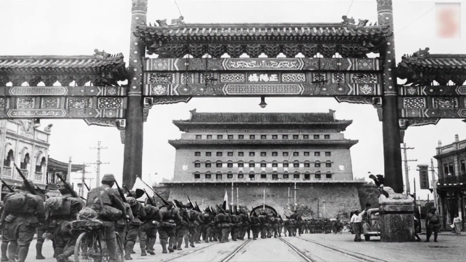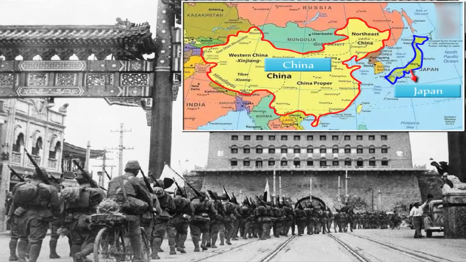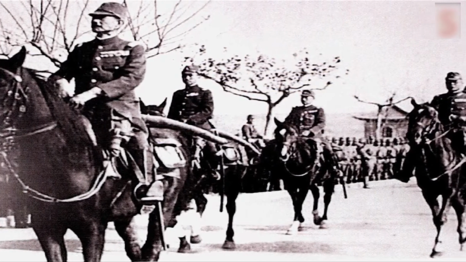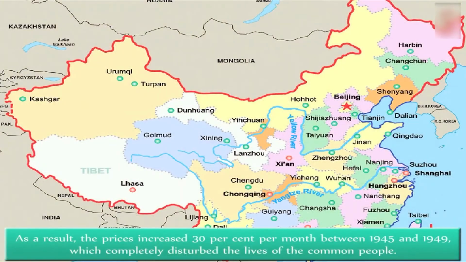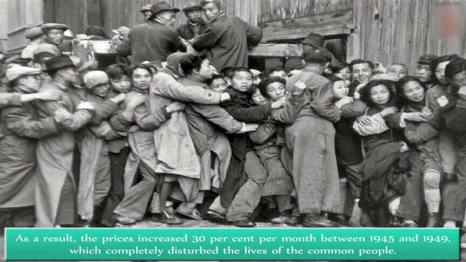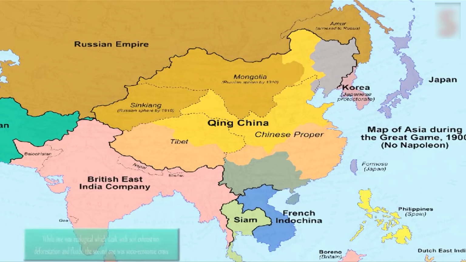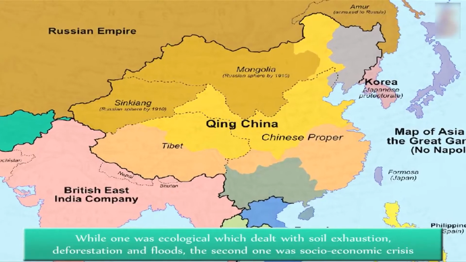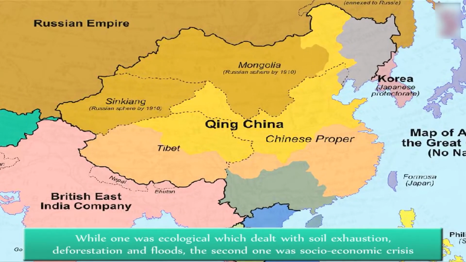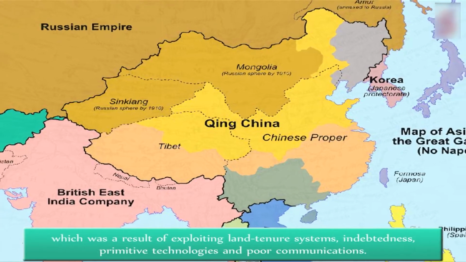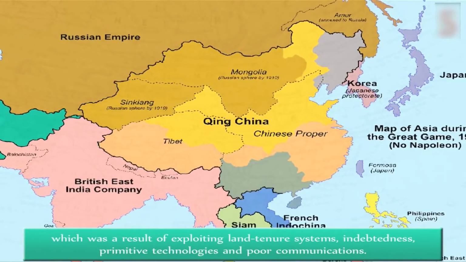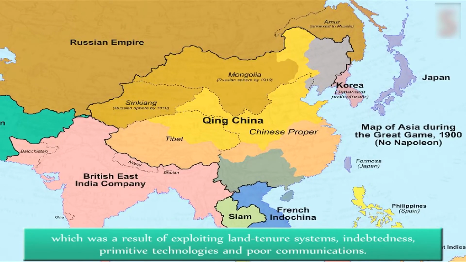Students, now let us have a look at the rise of Communist Party of China and its role. It was in the year 1937 that Japan invaded China and the Kuomintang withdrew. The war, which went on for so long, weakened China. As a result, the prices increased 30% per month between 1945 and 1949, which completely disturbed the lives of the common people. On the other hand, the rural China faced two kinds of crises. While one was ecological, which dealt with soil exhaustion, deforestation and floods, the second one was socio-economic crisis, which was the result of exploiting land tenure systems, indebtedness, primitive technologies, and poor communications.